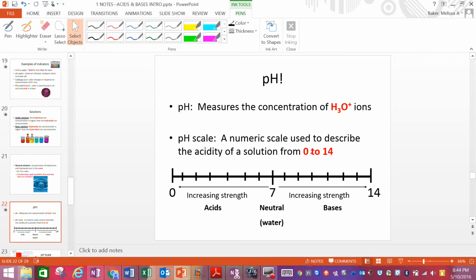pH is something that measures how many hydrogen ions there are in solution. So again, we've got this scale that goes from 0 to 14, 7 being right in the middle, that's neutral. As you get closer to 0, something becomes more and more acidic. As you get closer to 14, it becomes a stronger and stronger base.